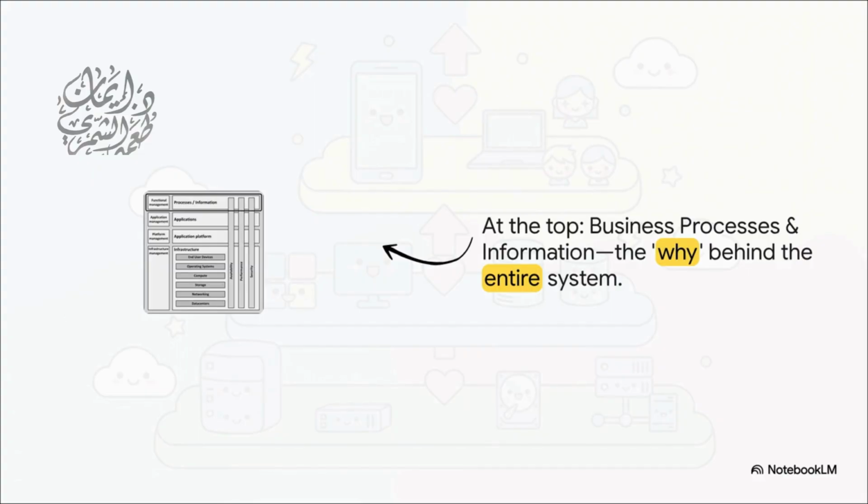For an insurance company, the business process might be registering a new claim. And the information is the data itself, like the date of the claim. Without this layer, none of the technology below it has any purpose at all.